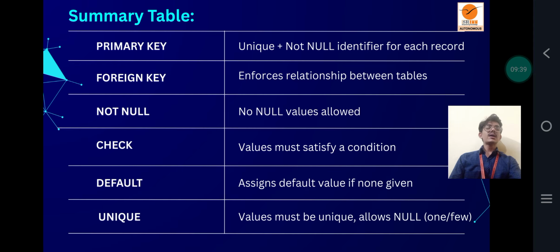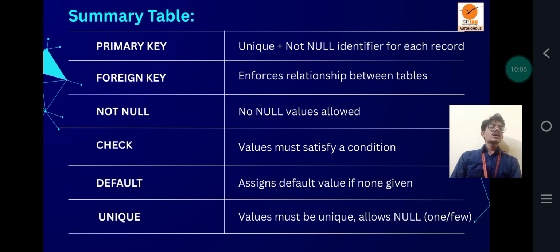This is the summary of all the keys and integrity constraints. In the summary table, primary key is unique plus not null. Primary key means the value must be unique and not null, an identifier for each record. Foreign key enforces relations between two tables. Not null: no null values allowed. Null values are not allowed in the table.